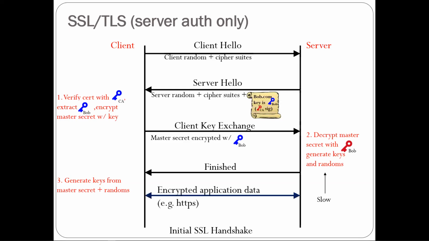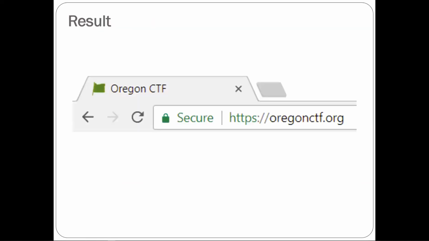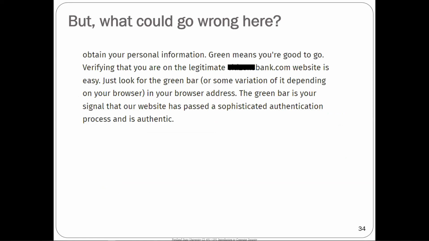Okay. And so this then allows you to do the encrypted communication with HTTPS. Okay, so then this is the result. But what could go wrong here? Take a second to read this. I pulled this from a bank, actually. This is a bank that my mom uses. And I saw this, and I'm like, do you really want your money at this bank? But read this, and you're like, oh, wait, there's some red flags here.